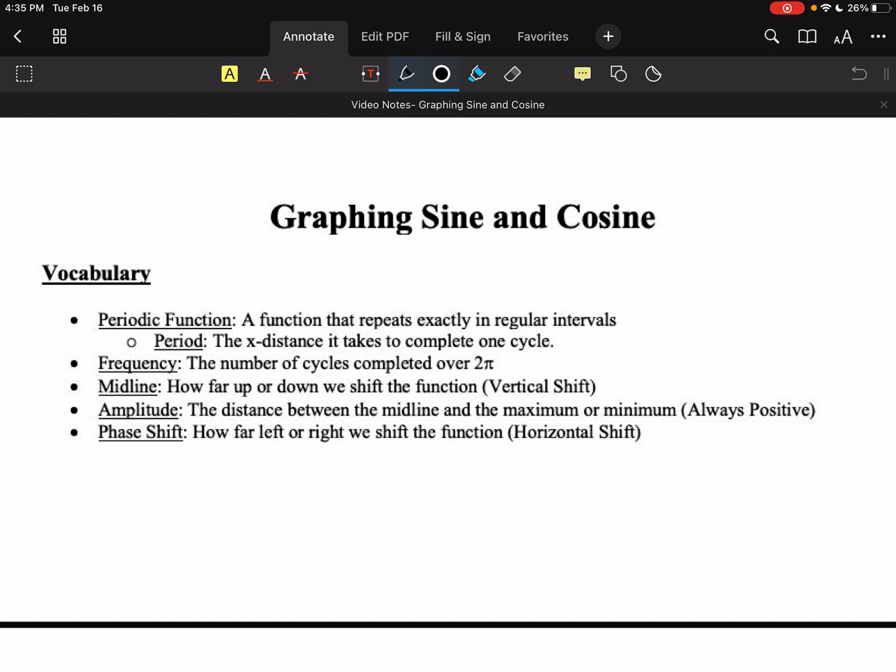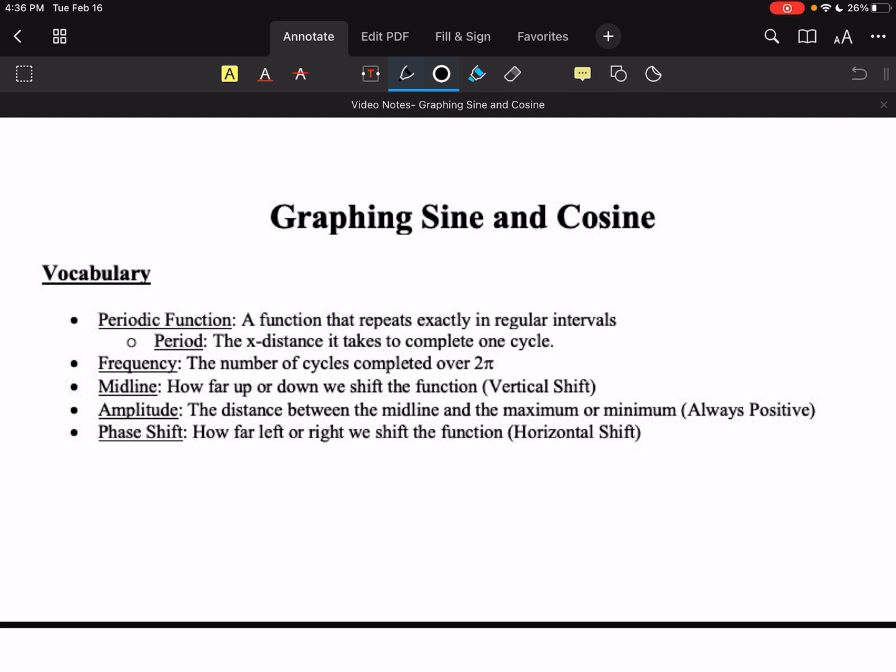So to recap what you did in class today, we're going to look at some of the vocabulary words again real quick. A periodic function is a function that repeats exactly in regular intervals. And one of the main things we're going to find when dealing with graphing these is finding what the period is. So the period's the x distance it takes to complete one cycle. Frequency is the number of cycles completed over 2 pi.